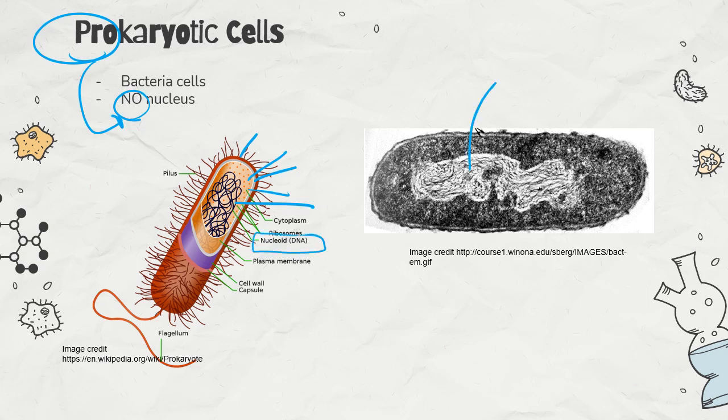This transmission electron micrograph is showing us that we've got DNA here in the bacteria cell. It is not enclosed in a membrane. There's no nuclear membrane around the DNA. Instead, it's just kind of hanging out in the cytoplasm, and we call that area where the DNA is hanging out the nucleoid. So not the nucleus, but the nucleoid region is where that DNA happens to be in a bacteria cell.